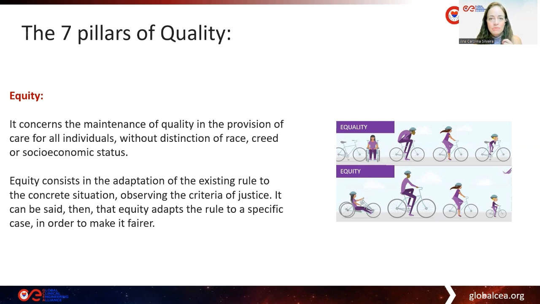But when we think about equity, we will provide them the bike that will be better for them. So for the child, we'll give the small bike. For the woman, okay. For the man, a big one. And for the person in a wheelchair, we'll bring her an adapted bike. This is equity.